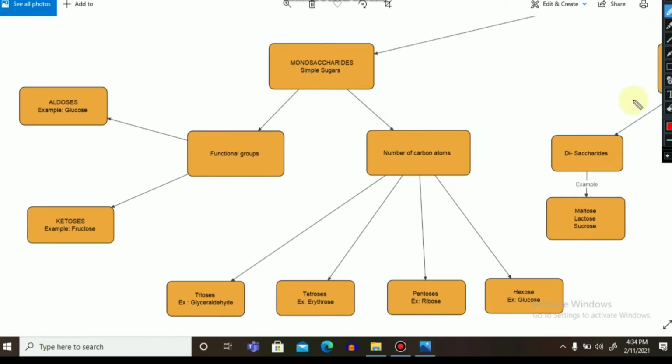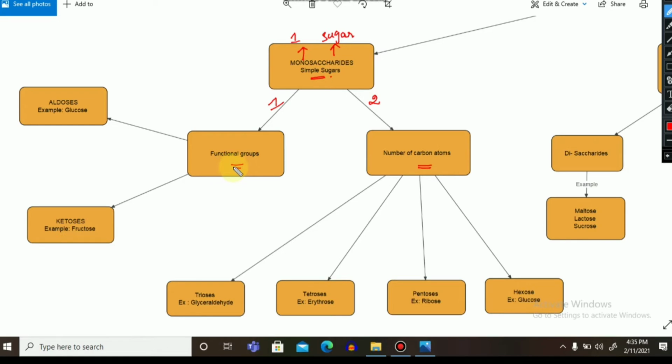The term mono is nothing but single, or you can call it one. Saccharides are sugar units, so here you'll be having only one sugar unit. That's why we are calling these simple sugars. Only one sugar unit will be present in the case of monosaccharides. This monosaccharide is again divided into two: one on the basis of functional group and another on the basis of number of carbon atoms.